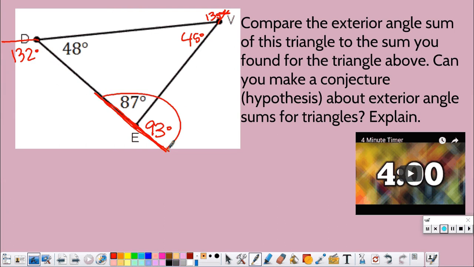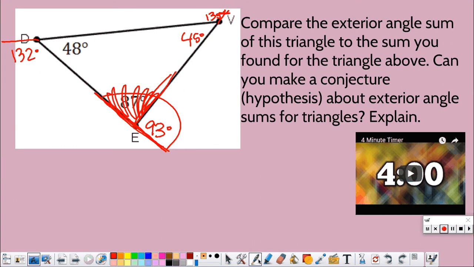We've already used 87 degrees of it, right? So we need the remaining amount. Okay, great question. All right, so what is your prediction, or what is the sum of those 3 exterior angles? 360 degrees. So we take 132, 93, and 135 to give us a total of 360 degrees. So what's your prediction? Well said. For every triangle, all 3 exterior angles will add to equal 360 degrees. I like it.